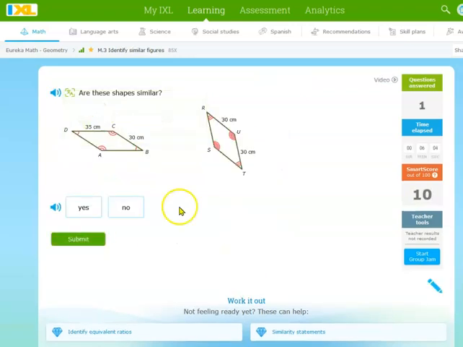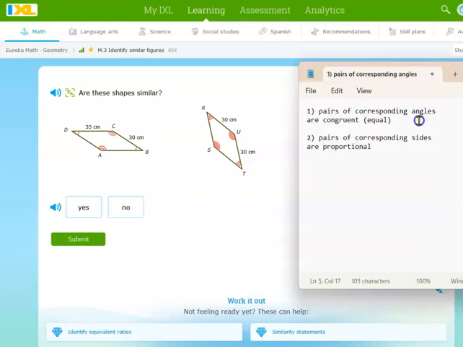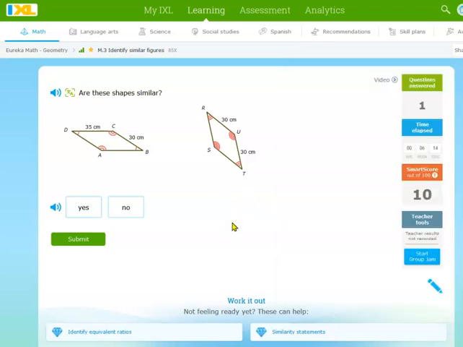Okay. How about this one? Are these shapes similar? Let's pull up our little checklist here. Item number one, we have to make sure that our corresponding angles are congruent. We're going to do that first. And I'm already seeing that they're not. So immediately I'm thinking the answer to this is going to be no. But let me show you guys what I'm seeing right here.